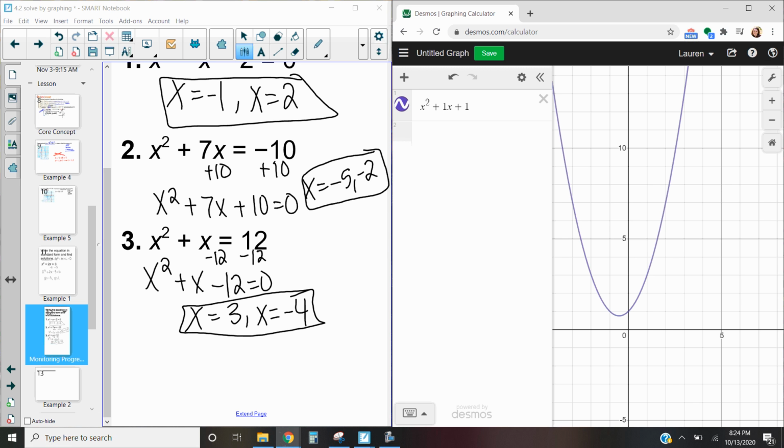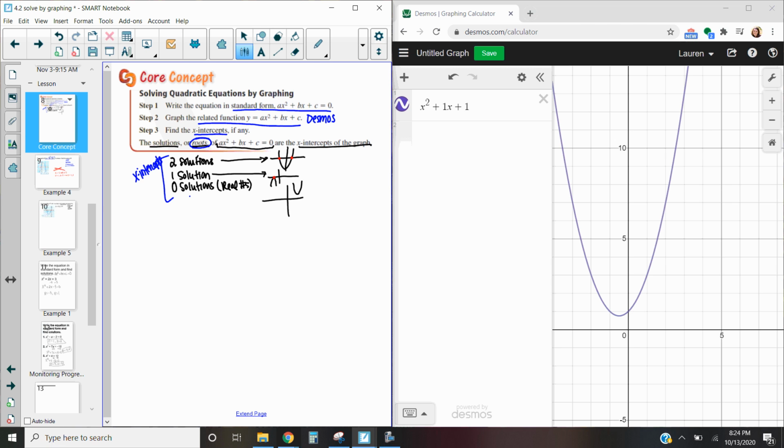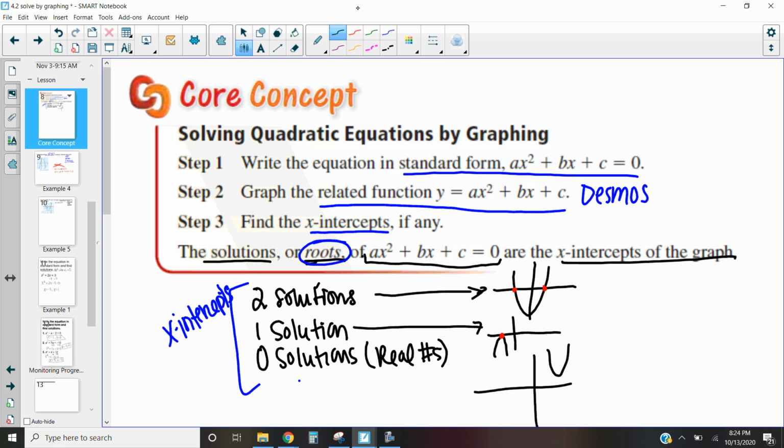And it's super cool. So again, when we are solving by graphing, we're going to follow 3 steps here. We are going to write the equation in standard form. Then we're going to graph it in Desmos. And then we're going to find the x-intercepts if there are any. If there's 2 solutions, you'll see them. If there's 1 solution, it'll only hit the x-axis once, and it's going to be at that vertex. If there are no solutions, it's not even going to come close to it. And that is how we solve quadratic equations by graphing.